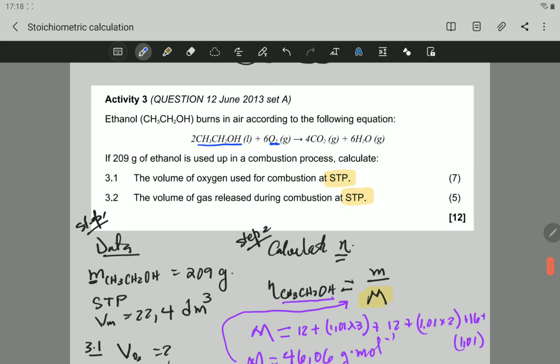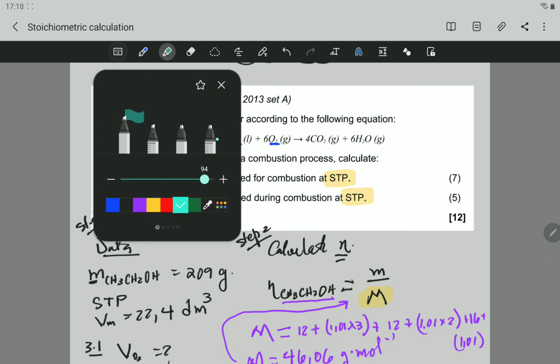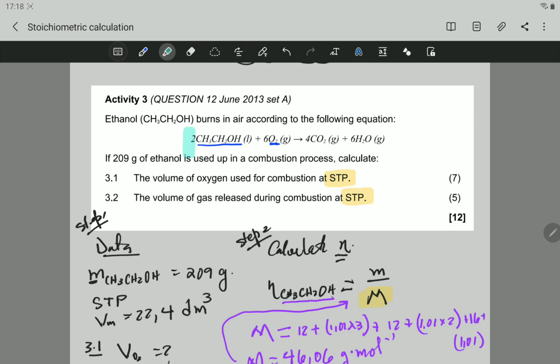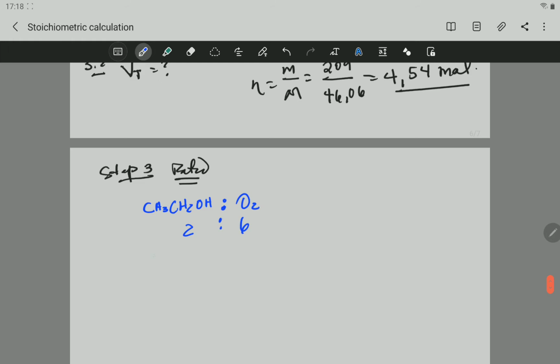And the ratio, remember, is the numbers in front. Let's just mark once more the numbers in front. So the ratio here is 2 and 6. So it's 2 is to 6. All right. So 2 of this one is to 6 of this one. Which means if I have the number of mole of this one is equal to 4,54, how much number of mole of this one I will need? In other words, to burn 4,54 mole of ethanol, how many moles of oxygen I need?